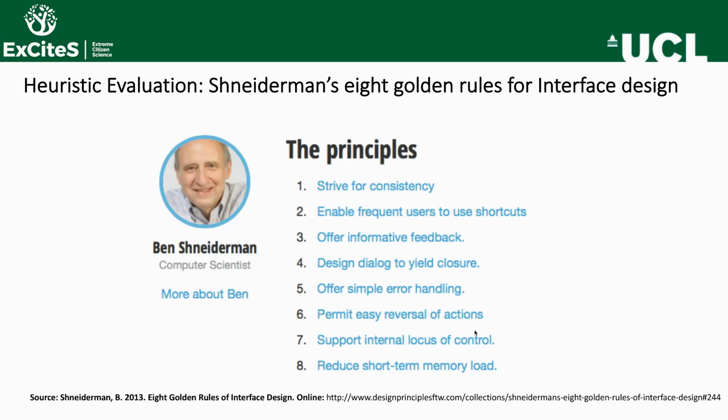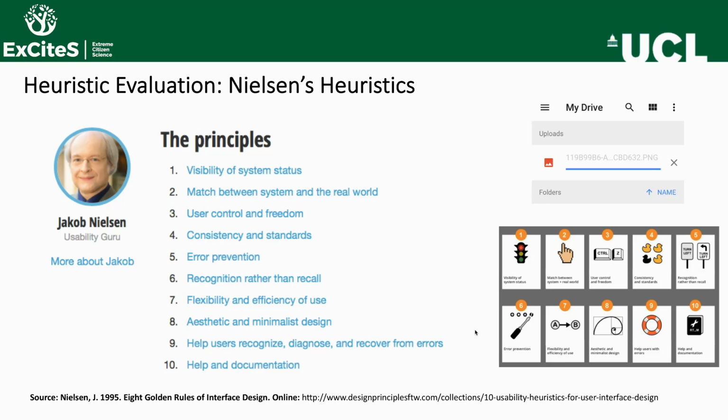If one of those elements, one of those examples, is not followed in the interface design, then this could potentially be a usability problem. Here is another example of Nielsen's heuristics, the golden rules of interface design, which again you can find on your slide notes, a description of each one of those together with examples.